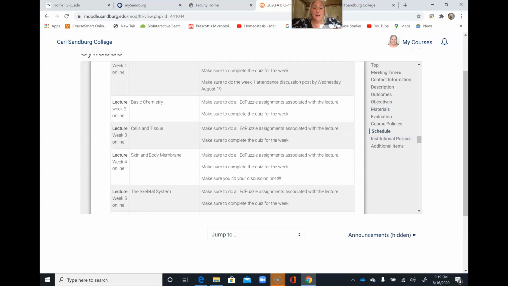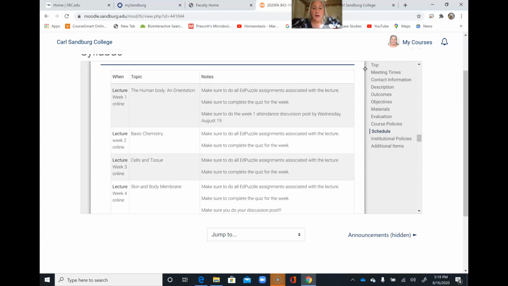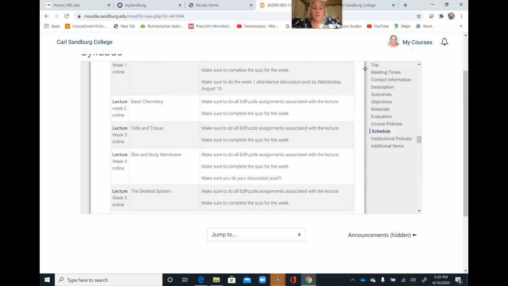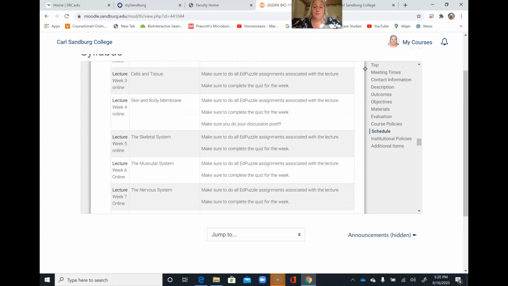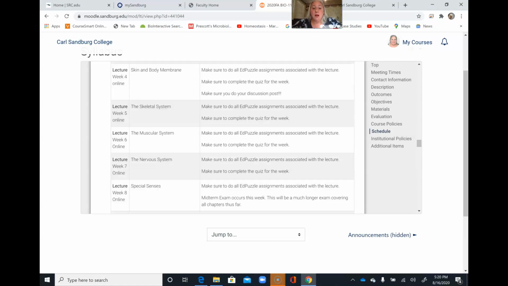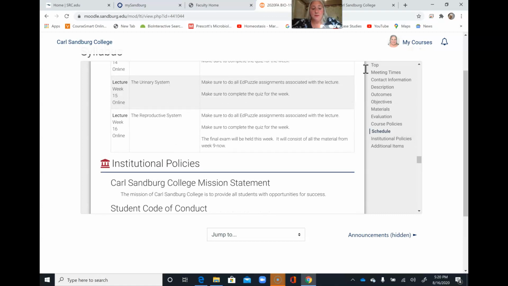Next, you have the schedule, so you can get an idea of what is going to happen each week. Each week I'll have, like I have on week 1, the discussion post. Week 1, you're going to be going over chapter 1 Edpuzzles, the human body, and you'll do a quiz. Week 2 is Edpuzzles over basic chemistry, and then a quiz. Week 3, chapter 3, cell and tissue, Edpuzzles, and a quiz. Week 4, again, you have a discussion post. So make sure that you are keeping updated and doing the work. It goes all the way through chapter 16.